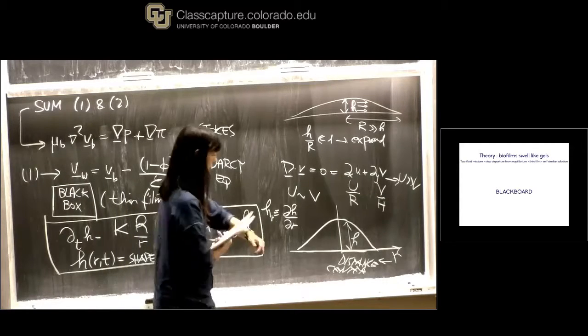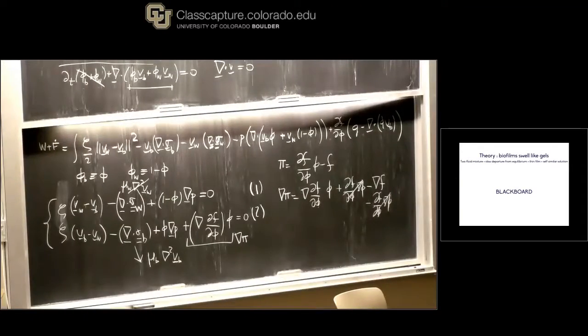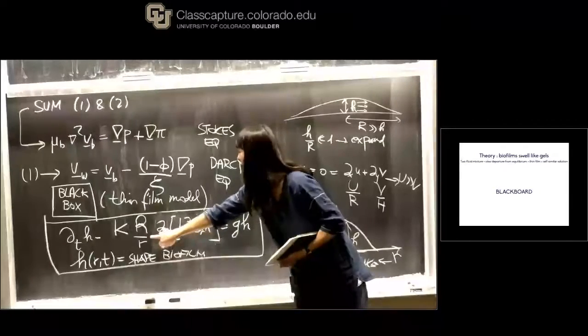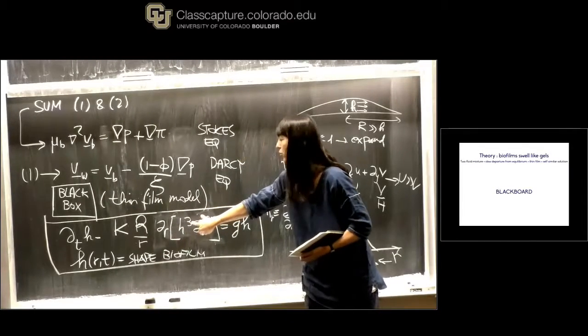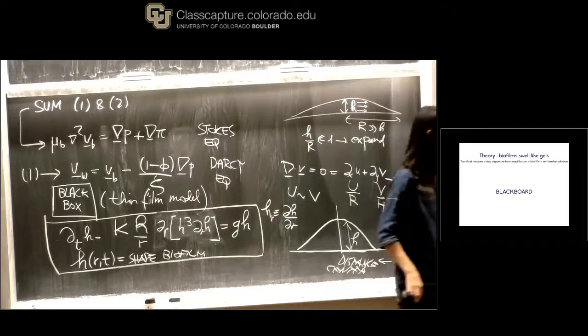Okay, so let's start the self-similar solution of this equation, which is, by the way, just a nonlinear diffusion equation. You put this on this side, and if you define D as K R over R H cubed, this is a nonlinear diffusion equation.